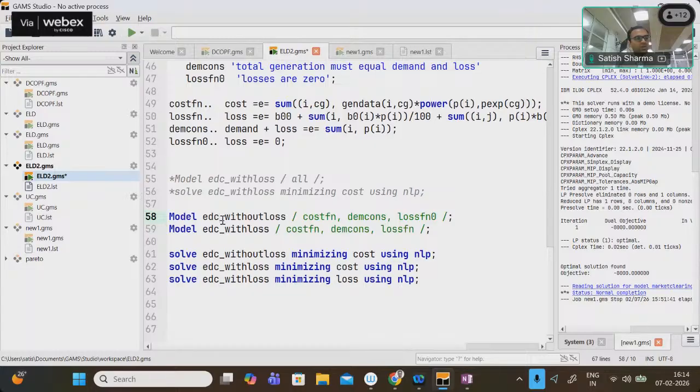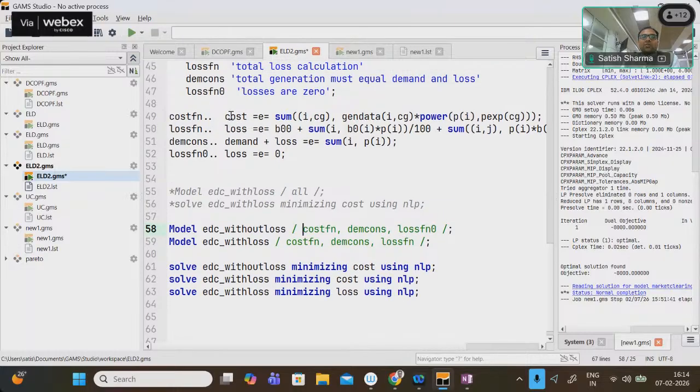Let's say I am trying to solve this particular one. First of all, I have to define the model. So this is the syntax, model. Then I have defined economic load dispatch without loss. Very simple. This is the name I'm providing; you can provide it anything. Then I am trying to model the equations. So I have given the equations: one is the cost function, another is the demand constraint, and the third one is the loss function.